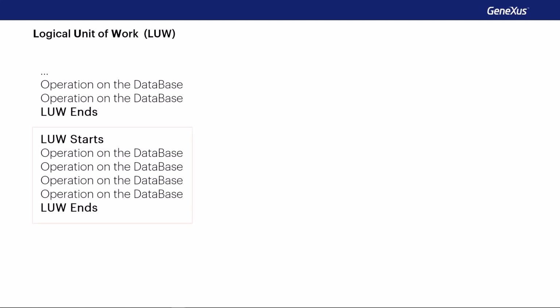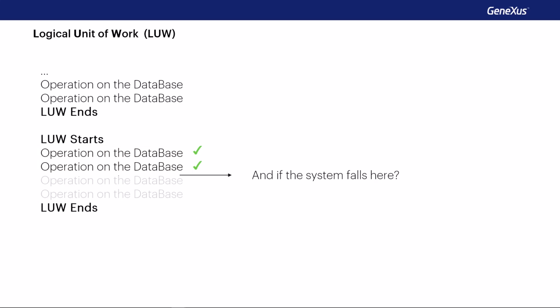In the example, you can see an LUW consisting of 4 operations on the database, which could be insertions, updates, or deletions. Let's suppose that the first 2 were performed successfully, but before executing the third one, the system fails. Since the LUW was not completed, the 2 operations that were completed will have to be undone.